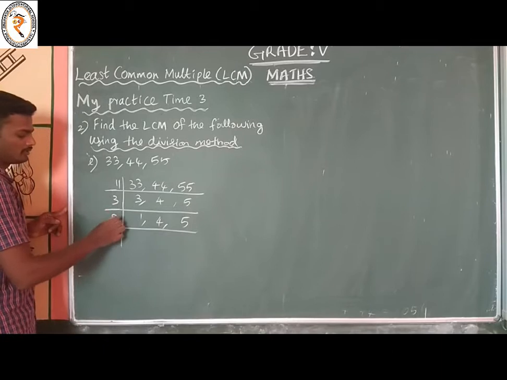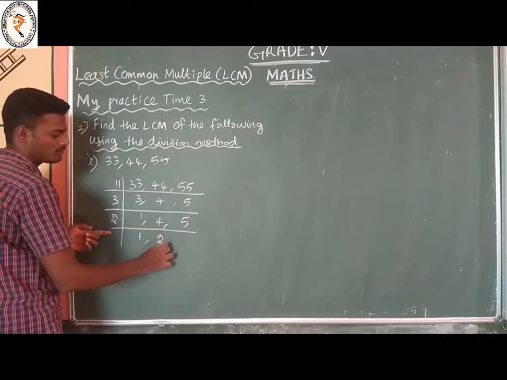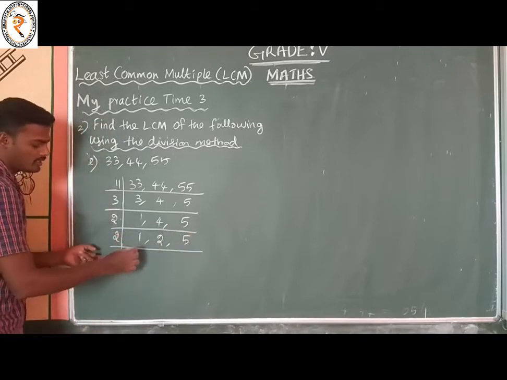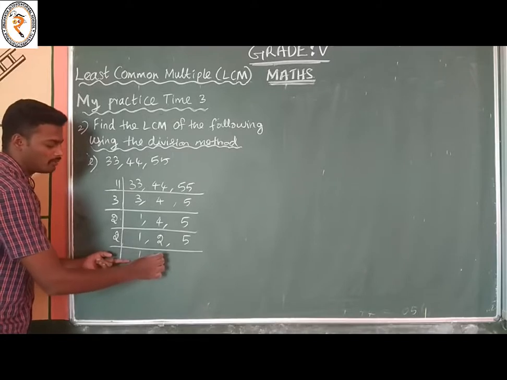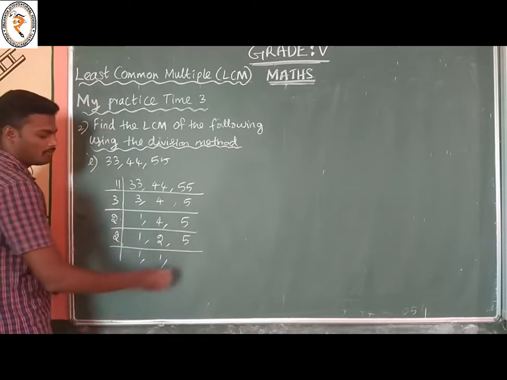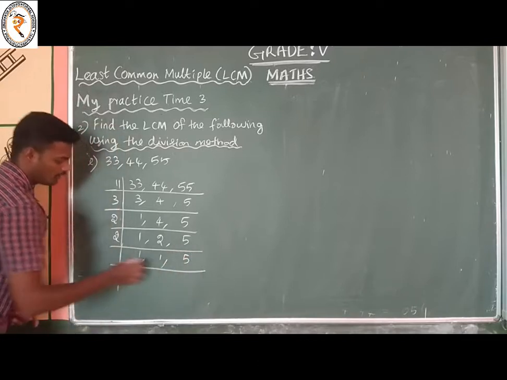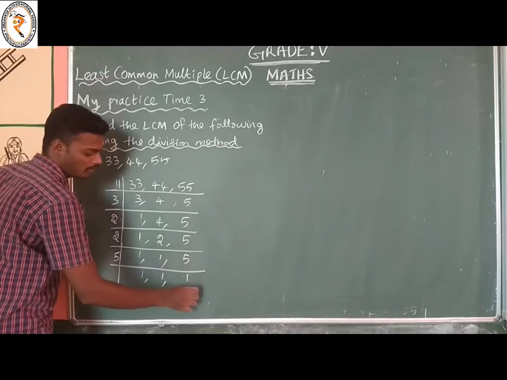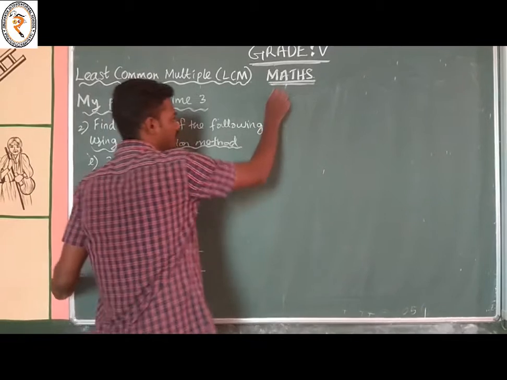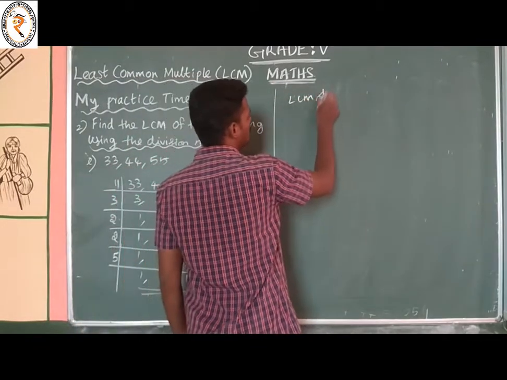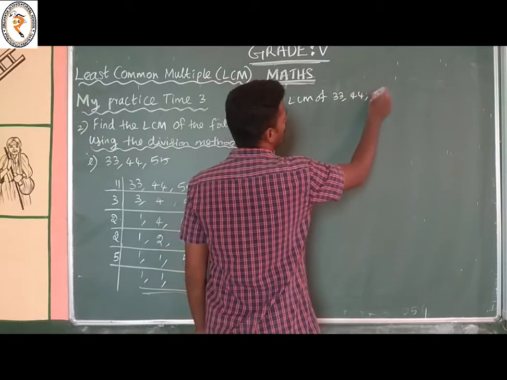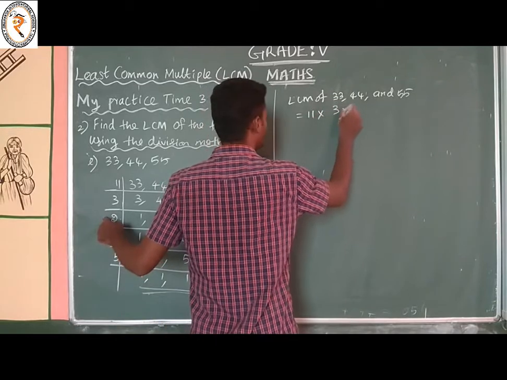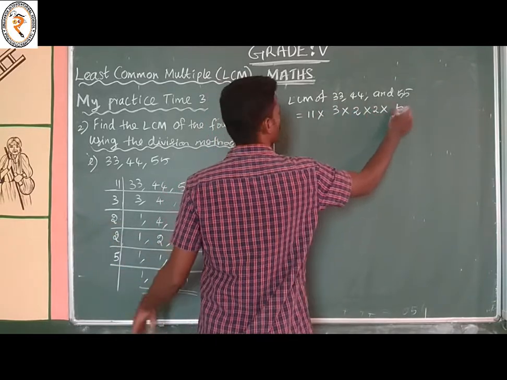This is the second table. In the second table, 4 comes 2 times and 5 is not in the second table, so bring down the 5. Again in the second table, 2 comes 1 time and 5 is not in the second table, so bring down the 5. In the fifth table, 5 comes 1 time. Therefore, LCM of 33, 44 and 55 is equal to 11 into 3 into 2 into 2 into 5.